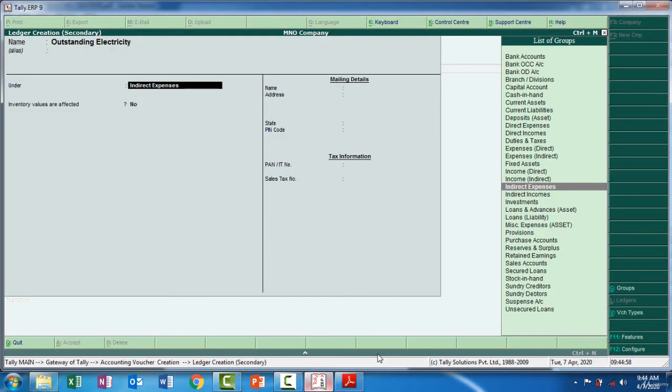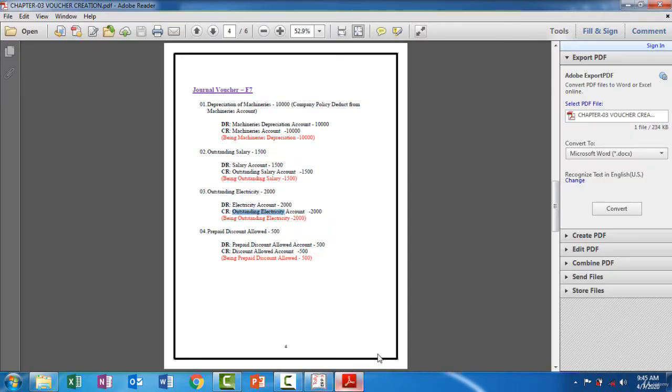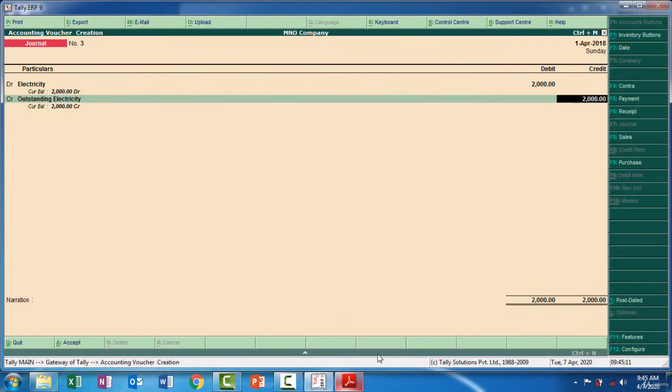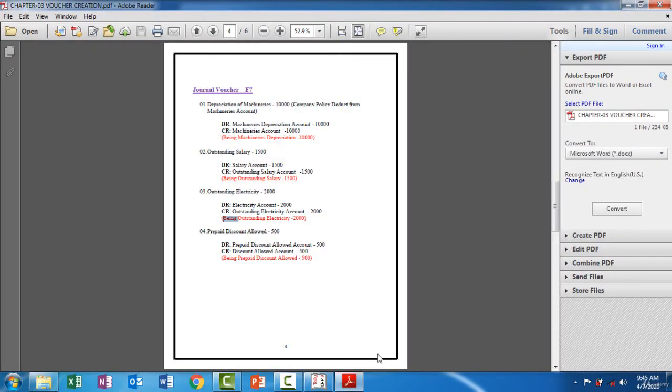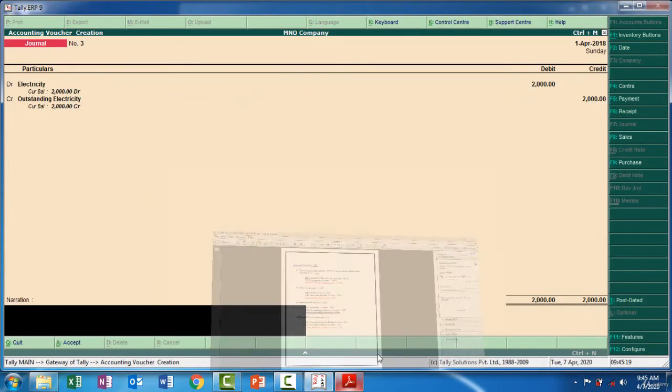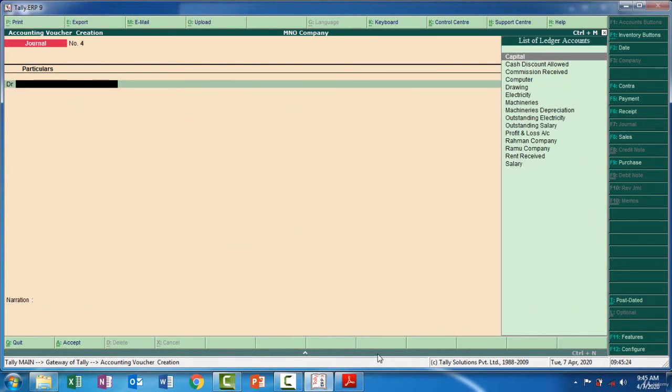It is one of the current liabilities, so we have to choose the current liability. Then how much is this one? 2000, right? Yes, 2000. So the narration is being outstanding electricity 2000. Then accept, yes.